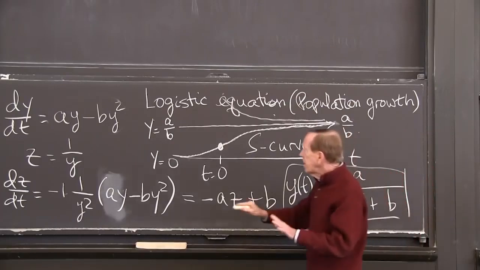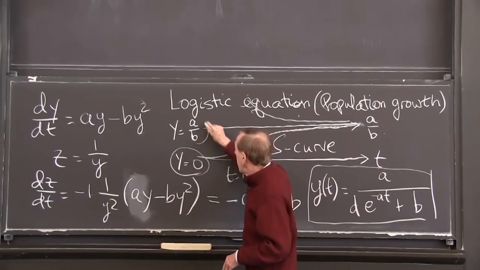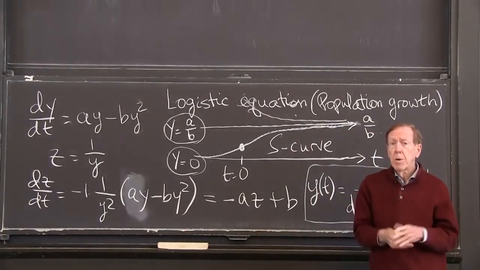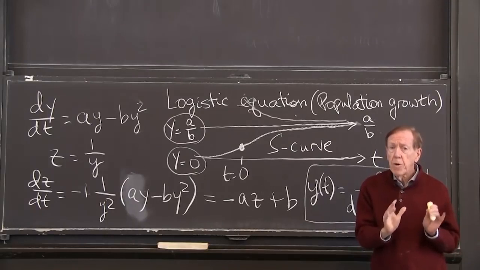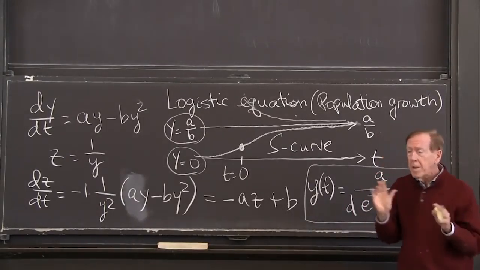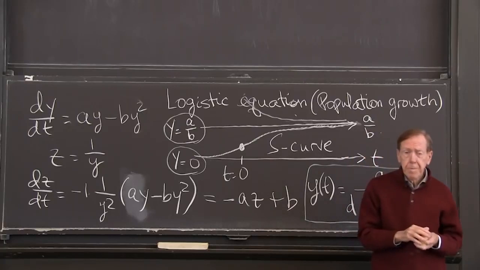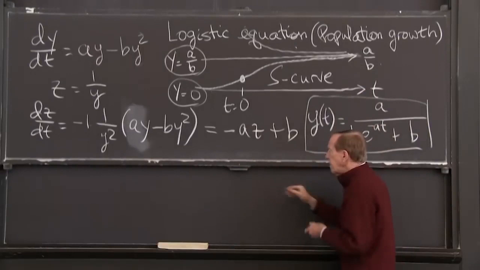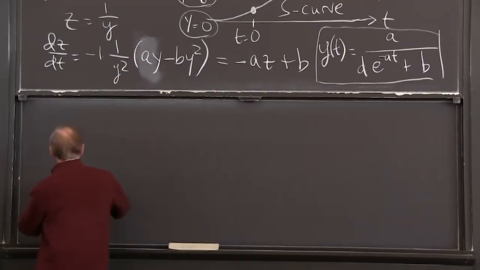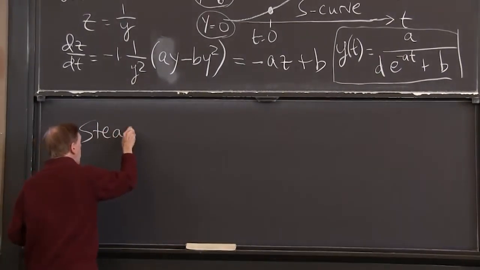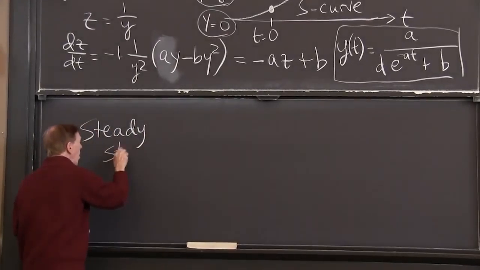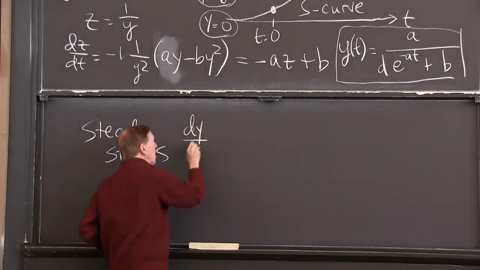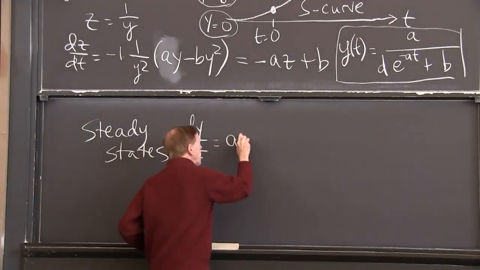There's those two possibilities, y equals 0 and y equals a over b, are the key things to see for this equation. So I'm going to take a few minutes to see where those come in. Those are steady states. Let me use that word and show you what I mean. Steady states. Critical points for my equation dy dt. Let me write the logistic equation again.